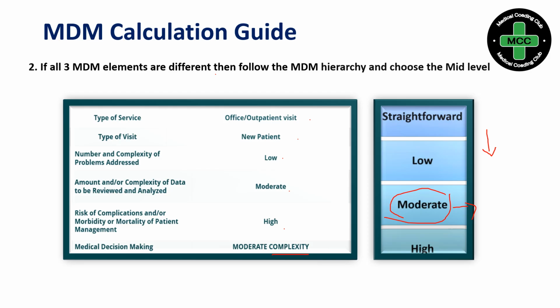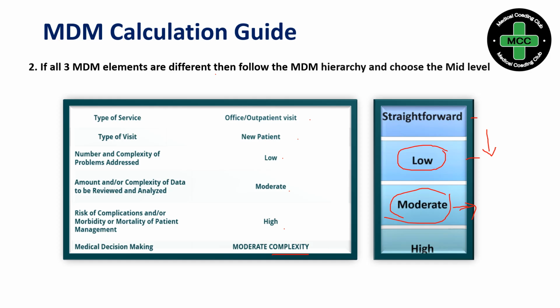In case you are getting problem as straightforward, data as low, and risk as moderate, you are going to take the middle one, which is low, because in between straightforward and moderate we get the low level. So we just have to go by an average. It is not the level which is present in the middle. Instead, you have to understand we take an average level. It should not be too low or too high. In the middle, we have to give the justification. Okay, so that is the second MDM calculation guide.